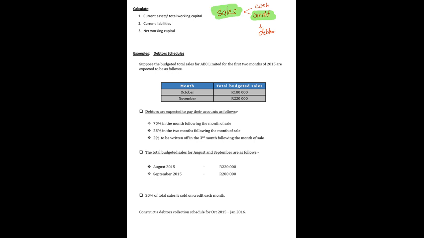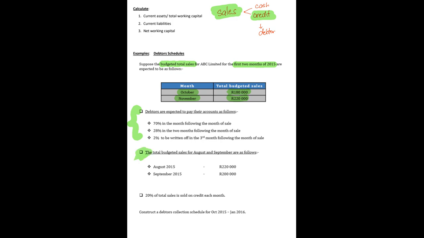So they said to us, this is the budgeted total sales for ABC Limited for the first 2 months of 2015, and they've given you October, November. This is the budgeted sales, 180,000 and 220,000. Then they said to you, I'm just going to skip this for now and look at the one at the bottom here.